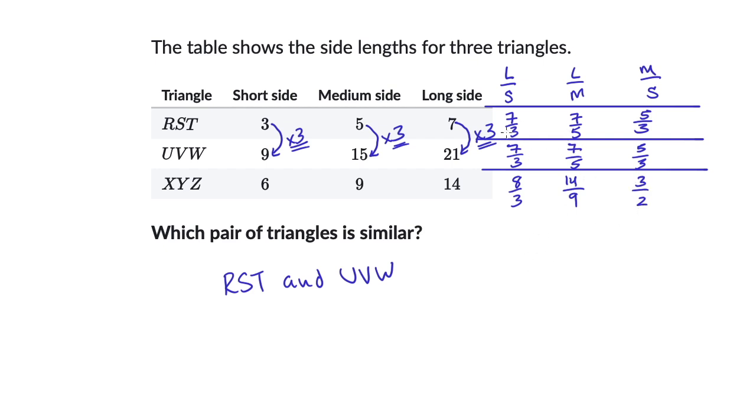Now, we can see that RST and UVW have the same ratio between the corresponding sides. Long to short is 7 over 3. Long to medium, 7 over 5. Medium to short is 5 over 3. So that's another way that we could conclude that RST and UVW are similar.